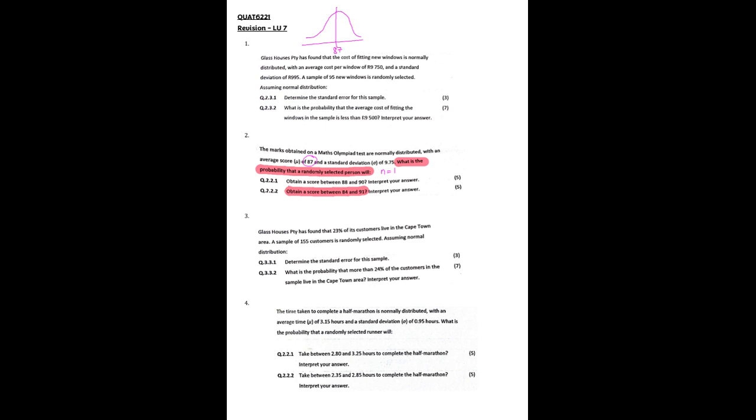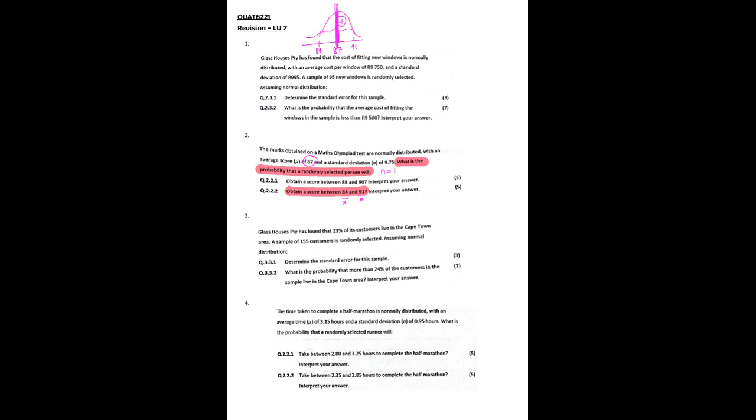84 is your first X bar. 91 is your second X bar. 84 would be somewhere on the left. 91 would be somewhere on the right. Now you see that these two values are on either side of that central line. So in this case, instead of subtraction, it would be addition. So exactly the same process.